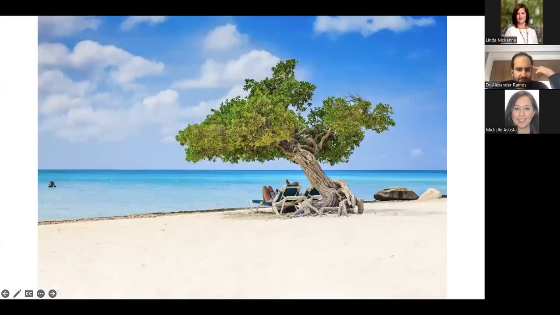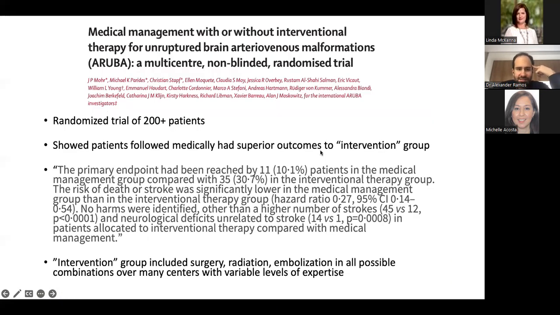So this is Aruba, and this is the Aruba trial, which neurosurgeons hate. This is an extremely flawed, problematic trial that came out about 7-8 years ago. It's a randomized trial of 200 patients. It was published in Lancet, which is obviously a very elite, highly regarded journal. And generally their conclusion was that patients that were followed medically had superior outcomes to intervention groups.